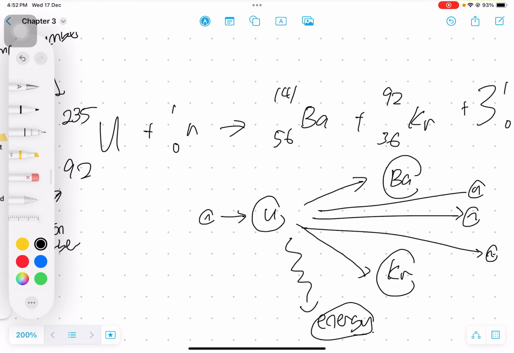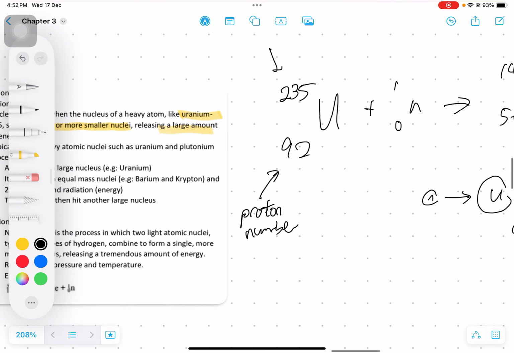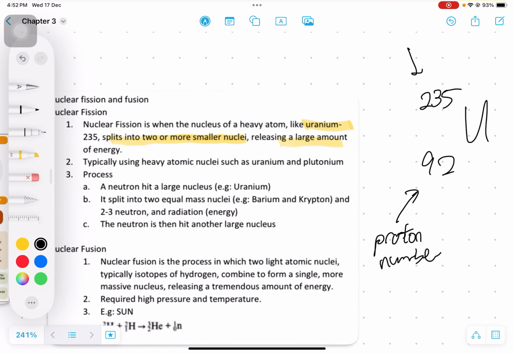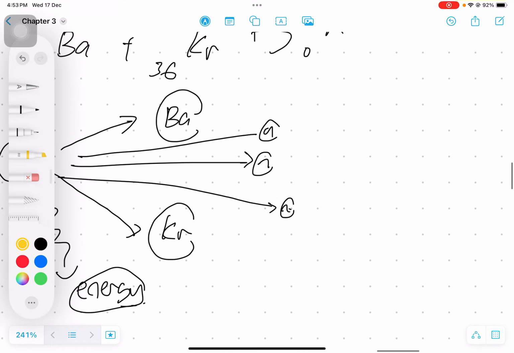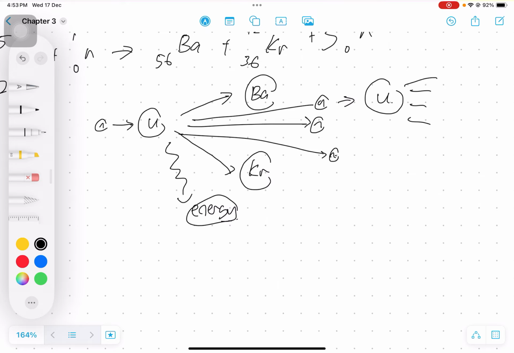Humans try to harness this energy and convert it into electricity, so we have the nuclear power plant because of it. In this process, a neutron hits a large nucleus and splits it into two nuclei of roughly equal mass, plus three neutrons and radiation energy. The neutrons then hit other uranium nuclei, which continue splitting again. This is a continuous process in order to harness all the energy.